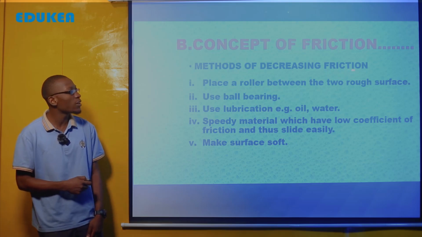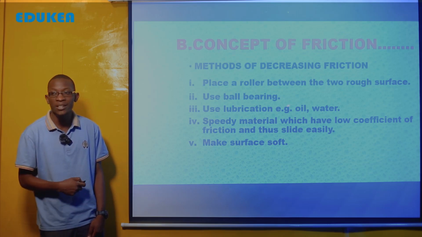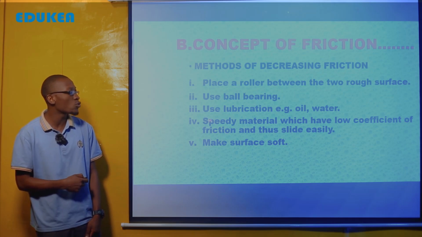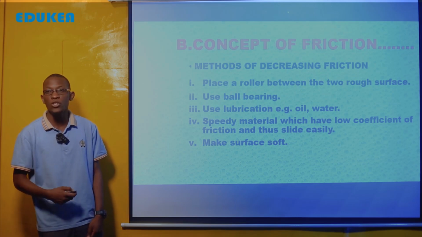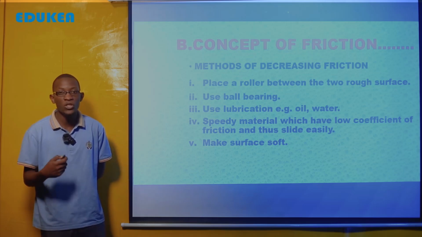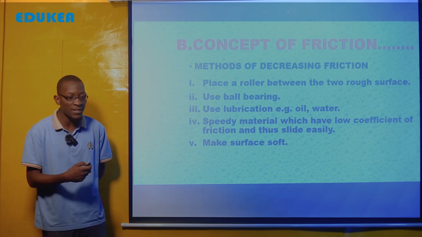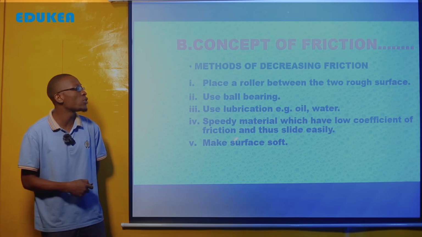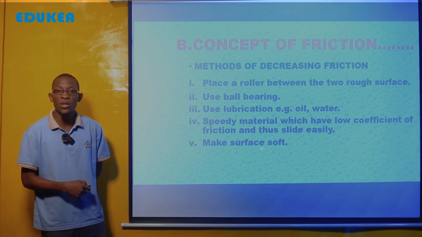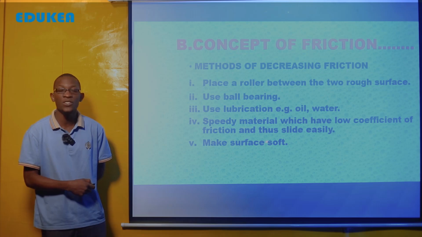Another way of reducing friction is using speed materials, which have low coefficients of friction and thus slide easily. The speed materials have low coefficients, and to reduce friction we are required to use materials with low coefficients of friction. What are those materials? Materials that slide easily. For instance, we can use plastic. Plastic materials have low coefficients of friction, and it is easy to reduce the friction.